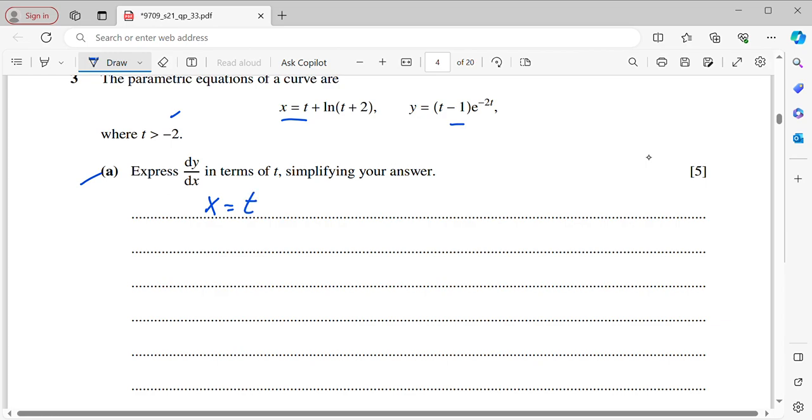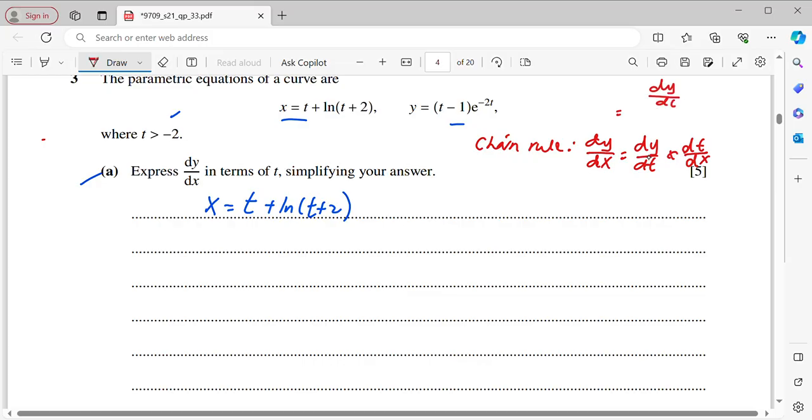to get dy/dx, we need to apply the chain rule. So the chain rule is basically dy/dx equals dy/dt times dt/dx. You can use this, or probably you can just write dy/dt divided by dx/dt. So we have two formulas here. Okay, so now first of all, get the dx/dt.